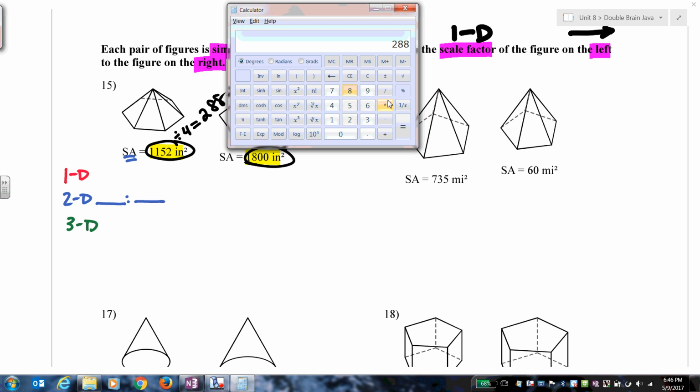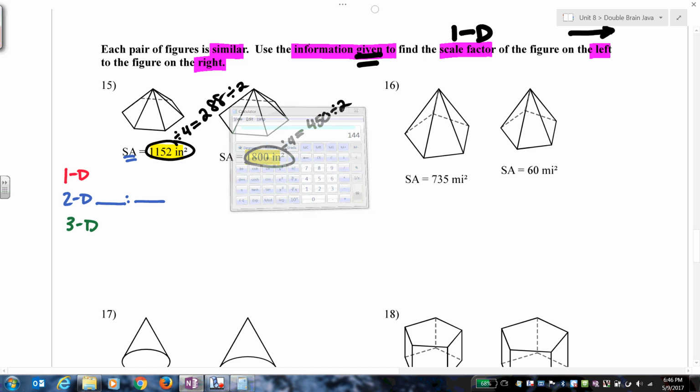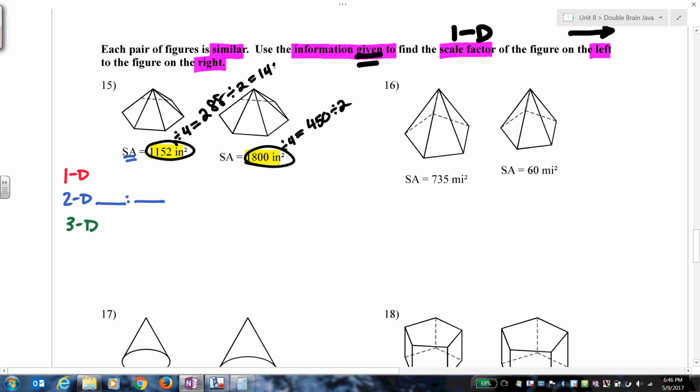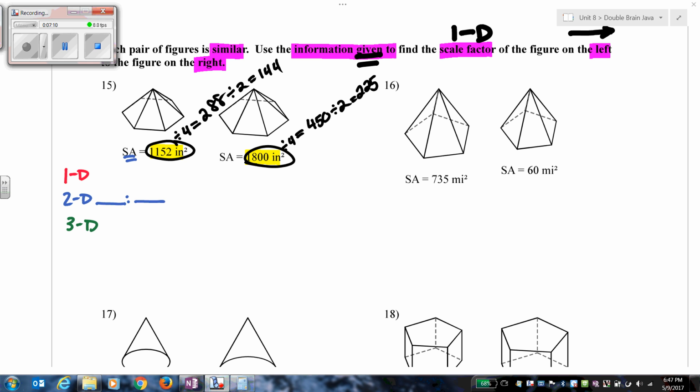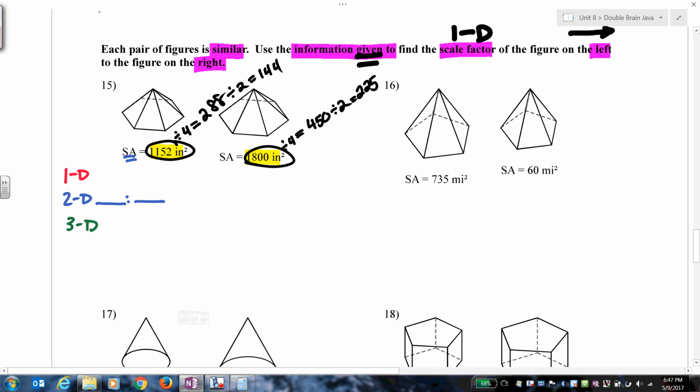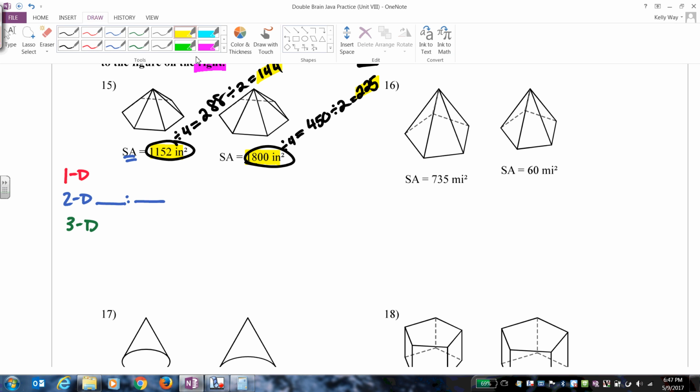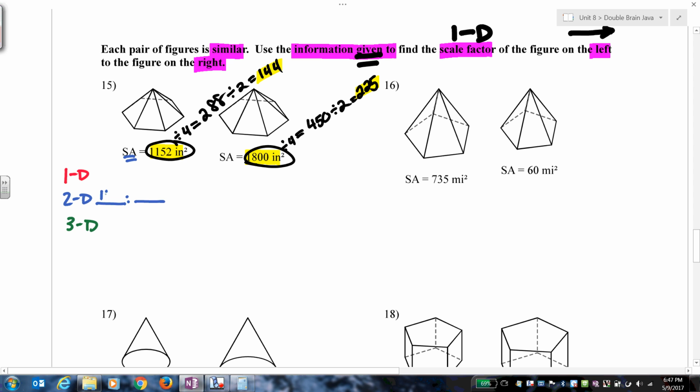So 288 divided by 2, of course, is 144. And this one's going to be 225. And you're going to notice that we have an even number and an odd number, and that's not divisible by 3, so that's as far as we can go. So we have here 144, and then we have 225.